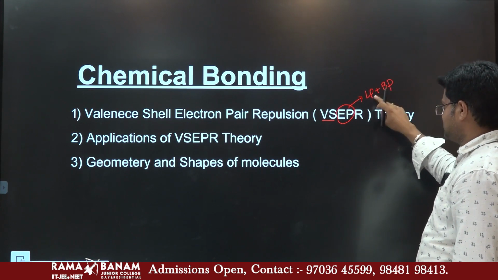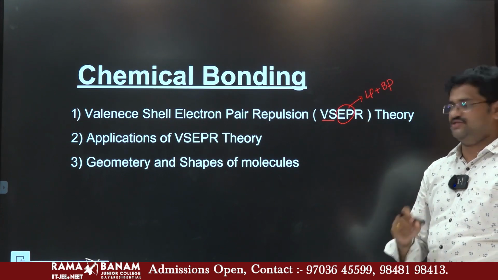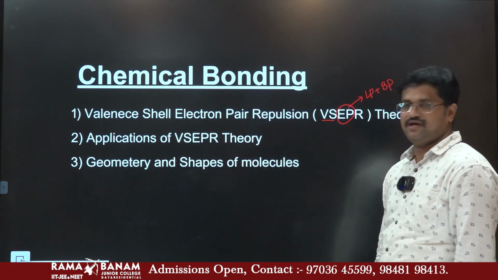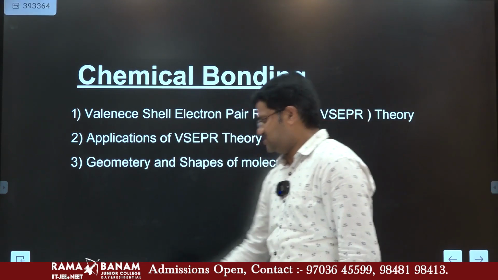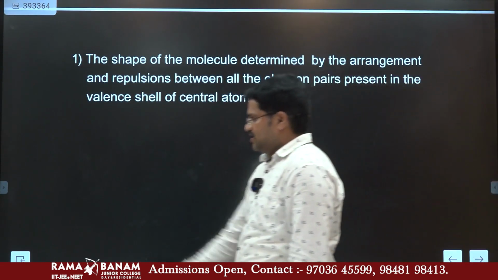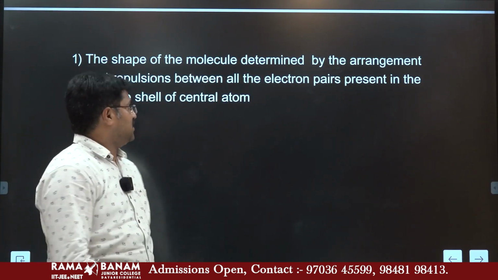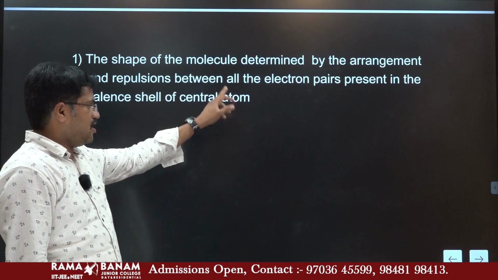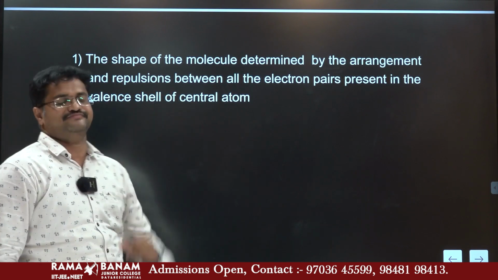So, based on these bond pairs and lone pairs, the shape of the molecule can be predicted. The second topic is applications of VSEPR theory, and the third one is geometry and shape of the molecules. So, these are the topics. Generally, the shape of the molecule depends upon the arrangement of electron pairs among all the electron pairs present in the valence shell of the central atom.